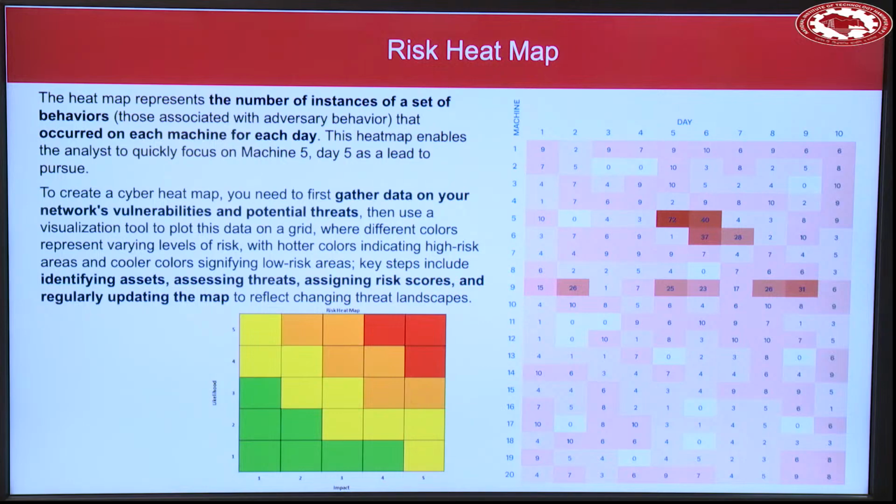To create a cyber heat map, you need first to gather data on your network vulnerabilities and potential threats. Then use a visualization tool to plot this data on a grid, and that template is also available online, where different colors represent varying levels of risk, with hotter colors indicating high risk areas, cooler colors signifying low risk areas. Key steps include identifying assets, assessing threats, assigning risk scores, regularly updating the map. So you can write a program that can plot it, count it based on whatever your logic is, and then create this map with different colors. And then you can give a range.